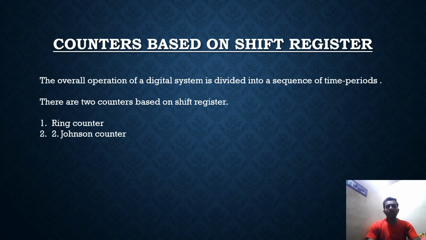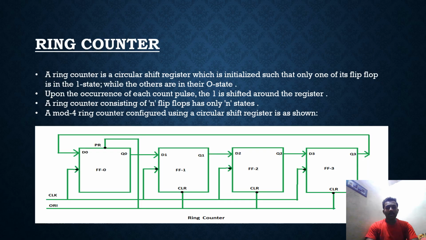Here, counters based on shift registers. The overall operation of a digital system is divided into a sequence of time periods. There are two counters based on shift registers. One is the ring counter, the second one is the Johnson counter. Here we discuss the ring counter.